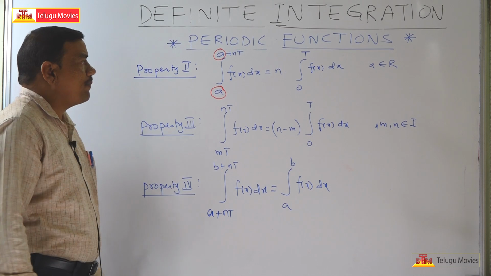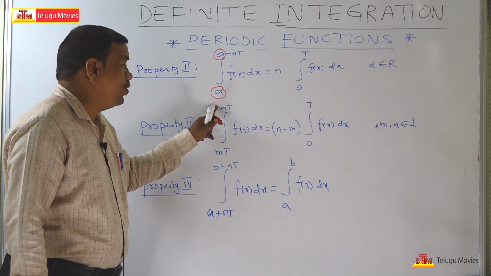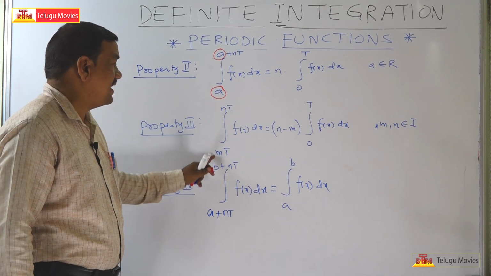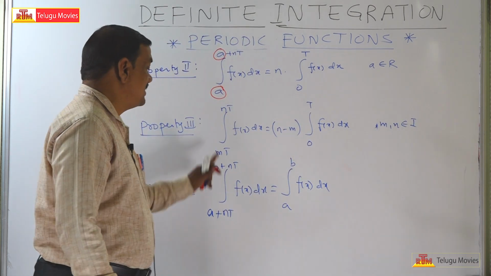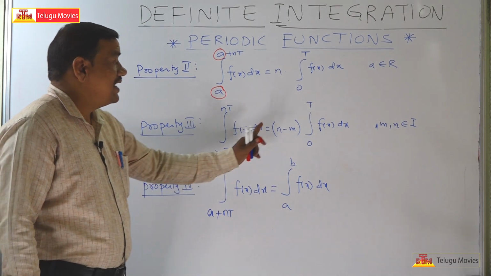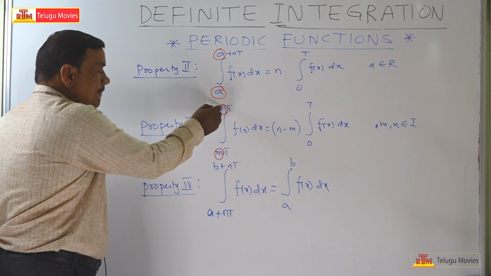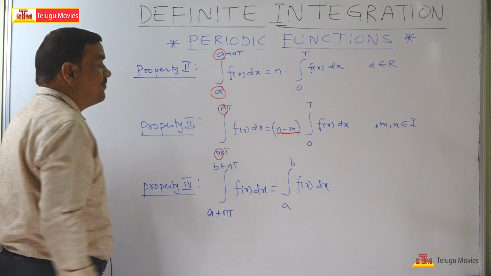Coming to the next property: the integral from mT to nT of f(x) dx. Here m and n are integers. The integral from mT to nT of f(x) dx is the same as (n minus m), that means upper minus lower, times the integral from 0 to T of f(x) dx.